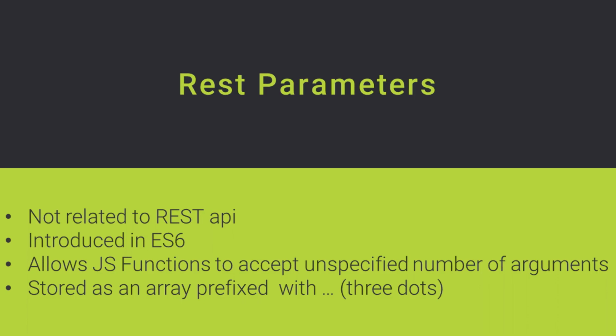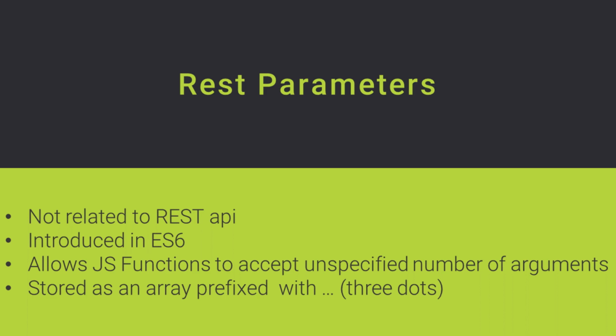To implement this, we use a concept introduced in the ES6 version of JavaScript known as the rest parameters. The rest parameters have nothing to do with the REST API. The rest parameter is a special syntax that is introduced in the ES6 version of JavaScript. This allows a JavaScript function to accept an unspecified number of arguments as parameters. The unspecified parameters will be stored as an array with a specific naming convention that starts with 3 dots.